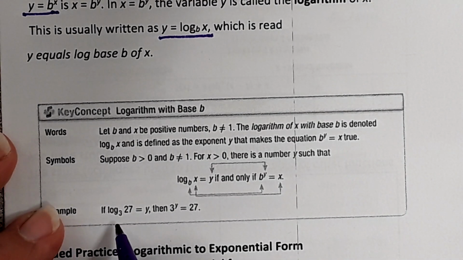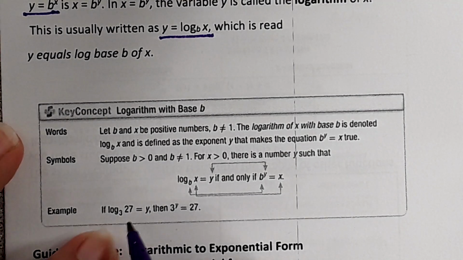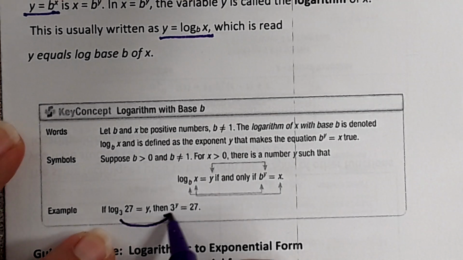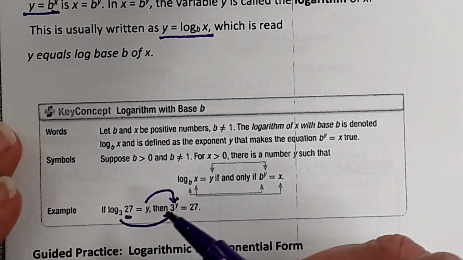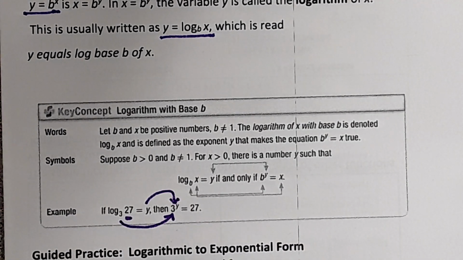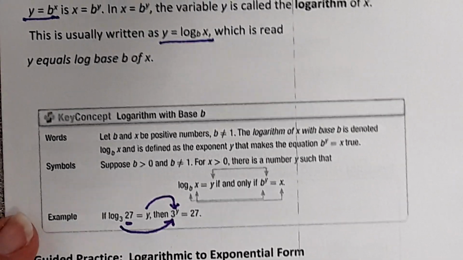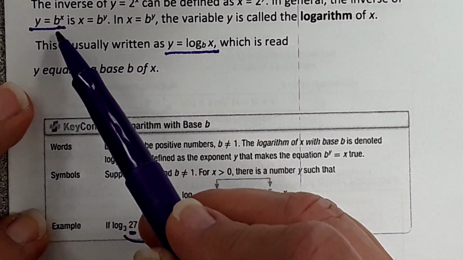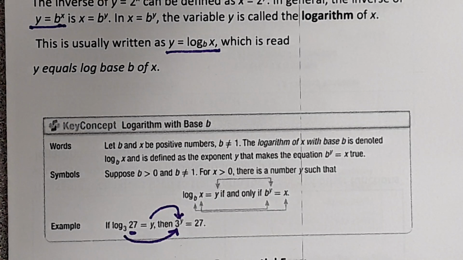If log base 3 of 27 equals y, then notice the 3 becomes the base, the y is the exponent, and it always equals that number. I'm going to refer to the base. The base will always be the base. In the logarithm or in the exponential function, b is always the base. You know this because y equals b to the x, b is the base. So doesn't matter, logarithmic, exponential, b is the base.